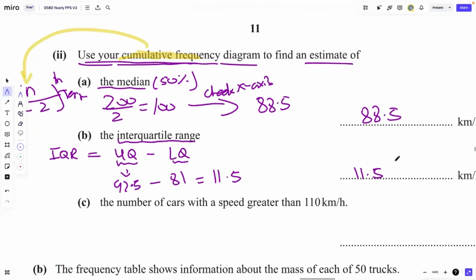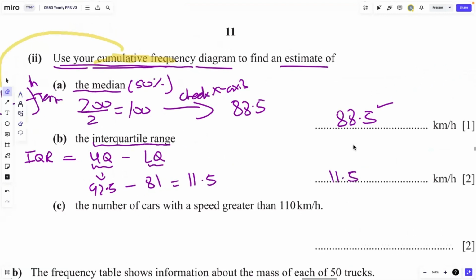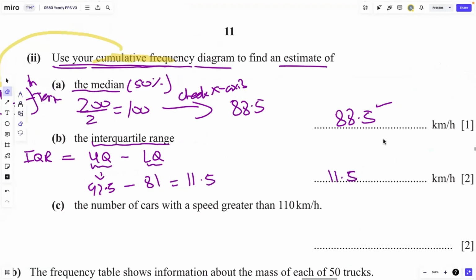Let's check the answers. Do we have that in the acceptable range? So we have the median in the acceptable range for this. The marking scheme says you can have it between 87 and 89.5. So that's fine. But for the interquartile range, the answer should be between 12.5 and 14. So let's do this one again.